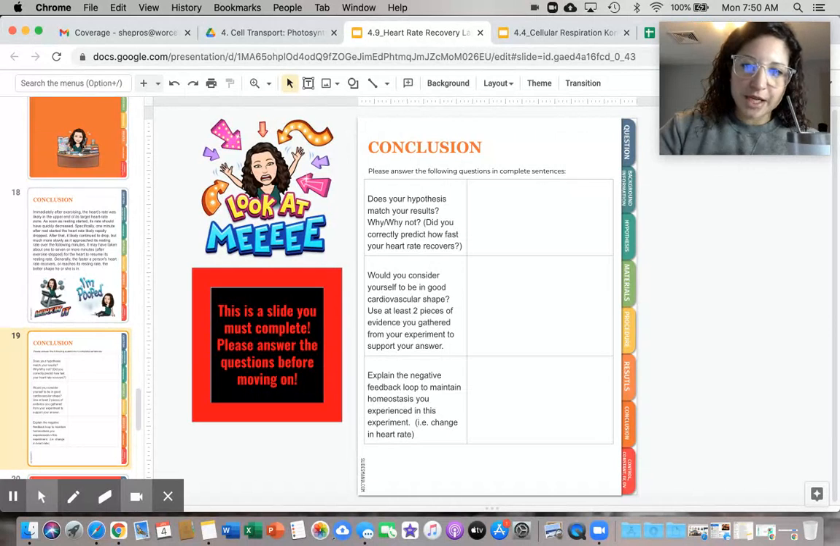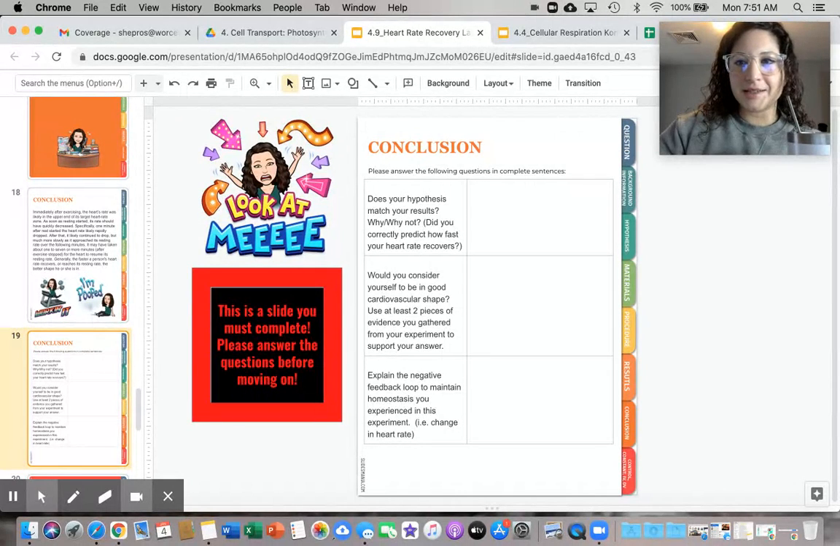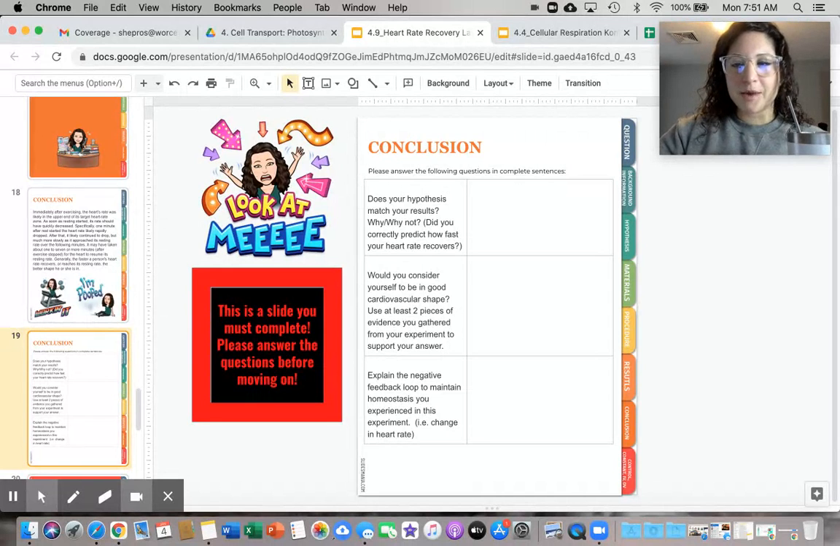So this first one here says, does your hypothesis match your results? Why or why not? Basically, did you correctly predict how fast your heart rate recovers? So for my personal hypothesis, I thought my heart rate would recover in a minute. So my heart rate would recover those 25 to 30 beats after 1 minute. I consider myself someone who is in at least decent shape, so I would expect that to happen. If you don't consider yourself to be in good shape, then maybe it didn't happen. And you again can explain, my hypothesis matched my results because I'm not in great shape, so my heart rate takes longer to recover, or vice versa.